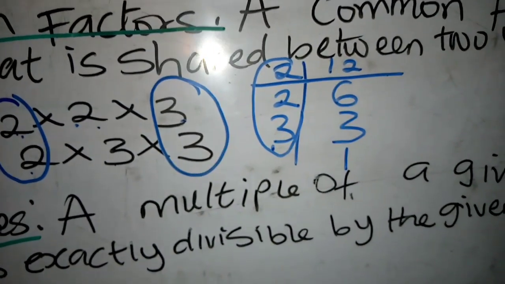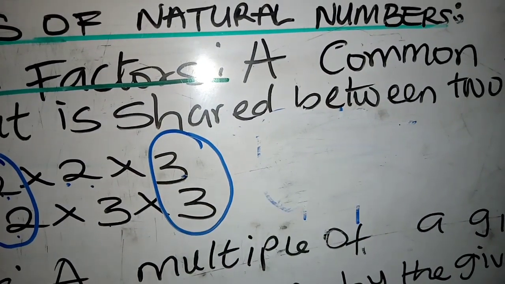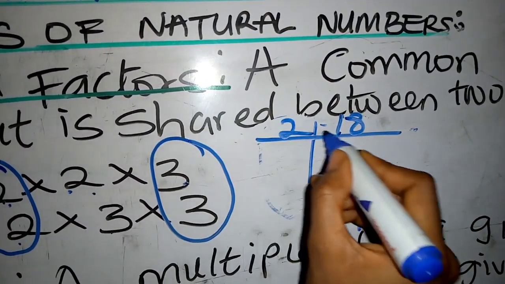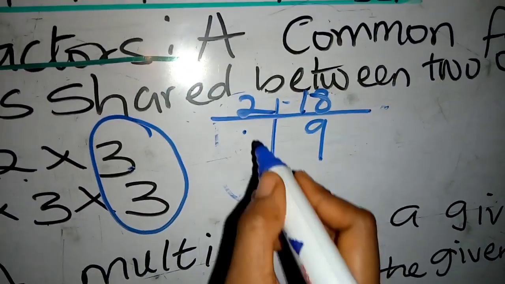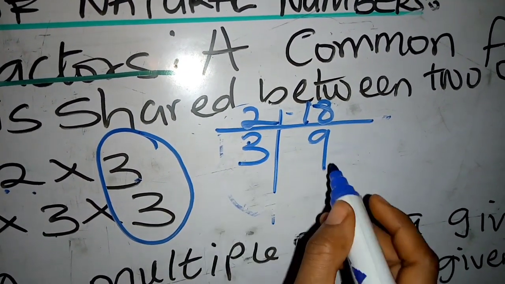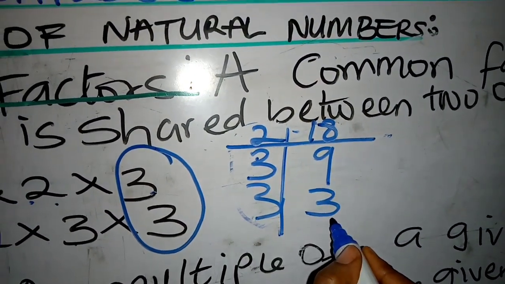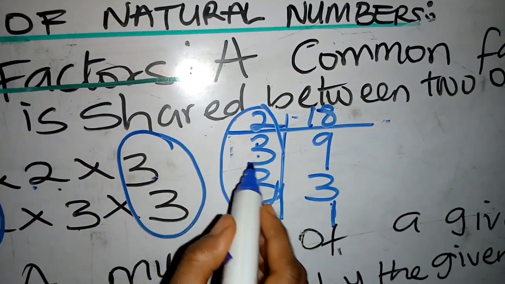So the factors of 18, how did we get the factors of 18? 2 in 18, that is 9. 2 cannot go into 9 again, then we use 3. 3 in 9, that is 3. 3 in 3, 1. So the factors of 18 are 2, 3, and 3.